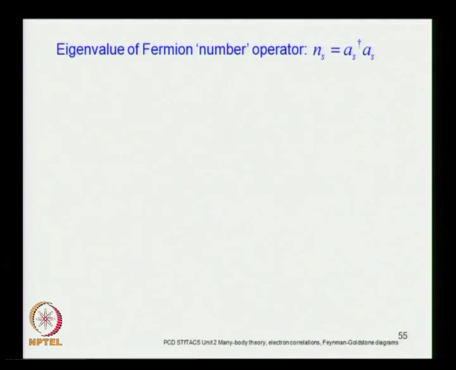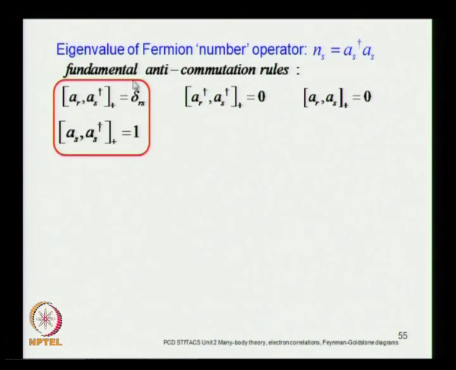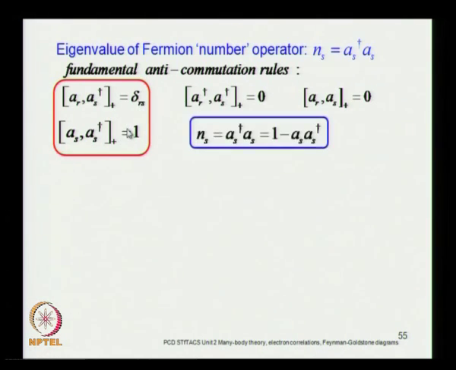So, likewise you can understand other properties of the number operator. These are the fundamental anti-commutation rules, and if you now have the same state, A_S and A_S dagger, then this for R equal to S will be equal to 1. Now if you write the operator A_S dagger A_S, what do you get from this expression? You get that A_S dagger A_S, which is the number operator, is 1 minus A_S A_S dagger, okay.